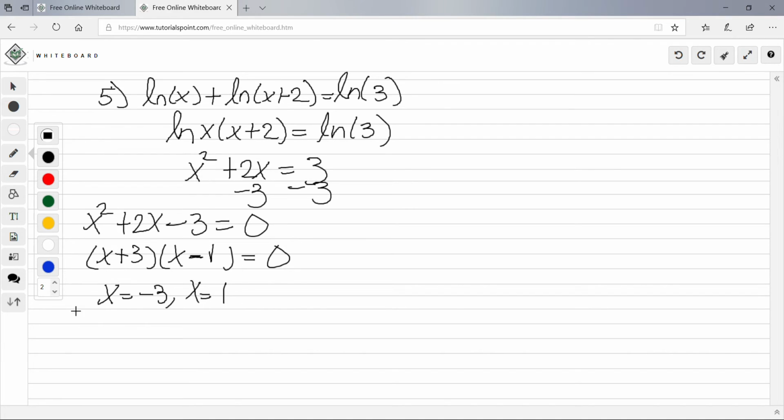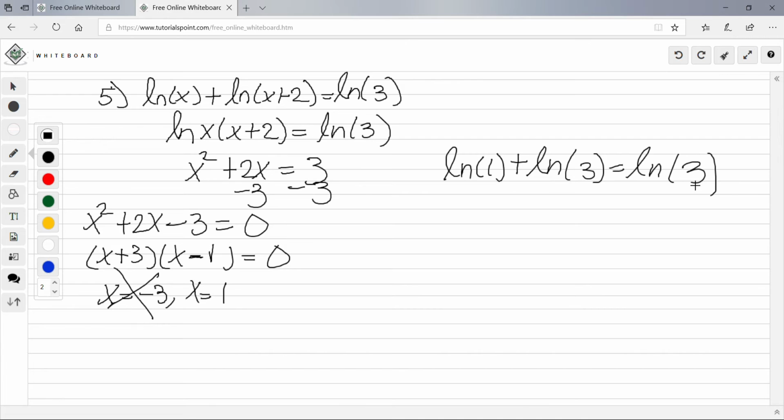Okay, so let's try the -3. I don't think -3 is going to work, because you get a negative natural log, so it can't work. So let's try +1. 1 plus 2 is 3. So simplify the left: remember when we're multiplying, 1 times 3 is 3. So ln of 3 equals ln of 3. This is true. So x equals 1.